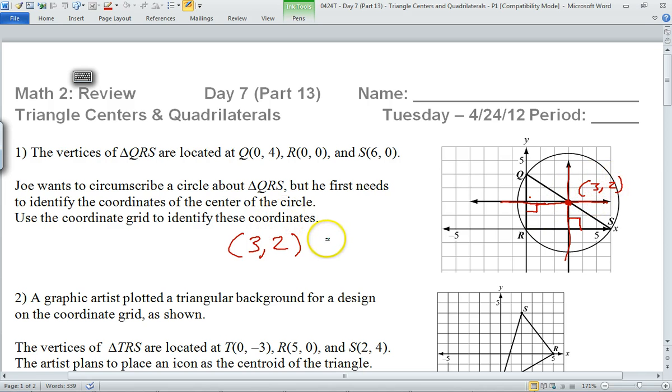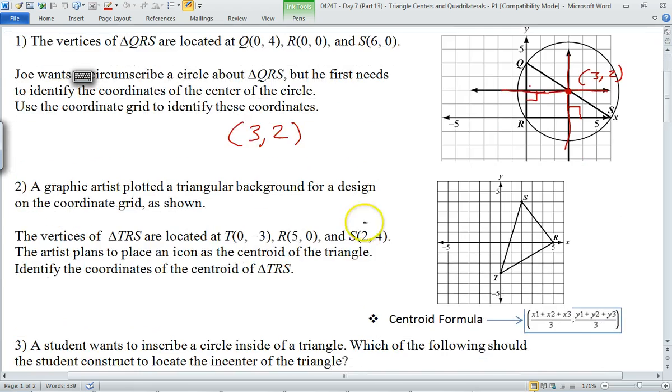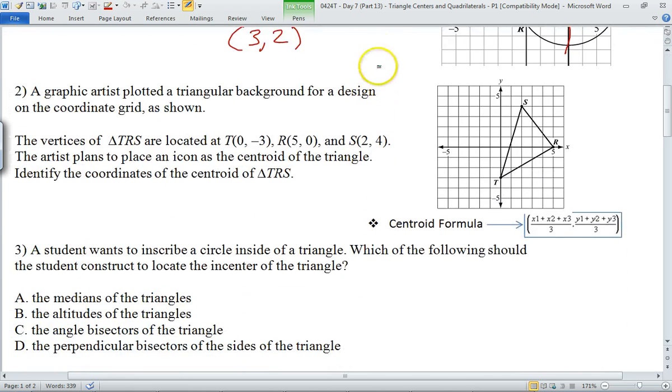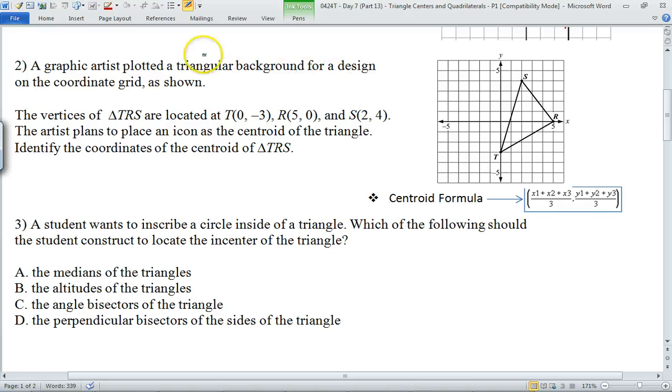Anyway, that's problem number 1. Let's move on to problem number 2. A graphic artist plotted the triangular background for a design on the coordinate grid shown. The vertices are these. The artist plans to place an icon at the centroid. Focus on that. It's got to be the centroid of the triangle.